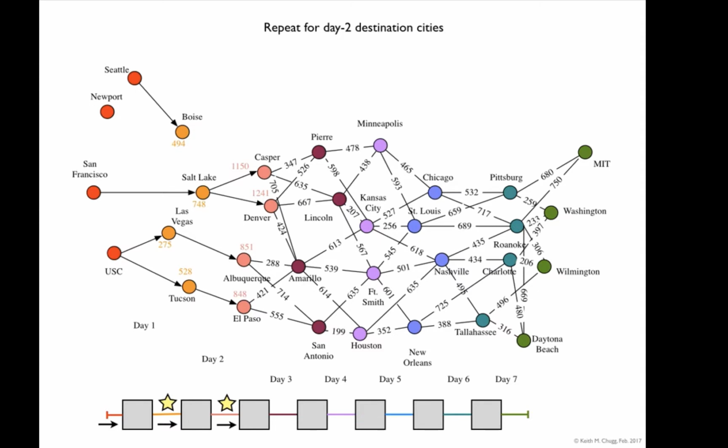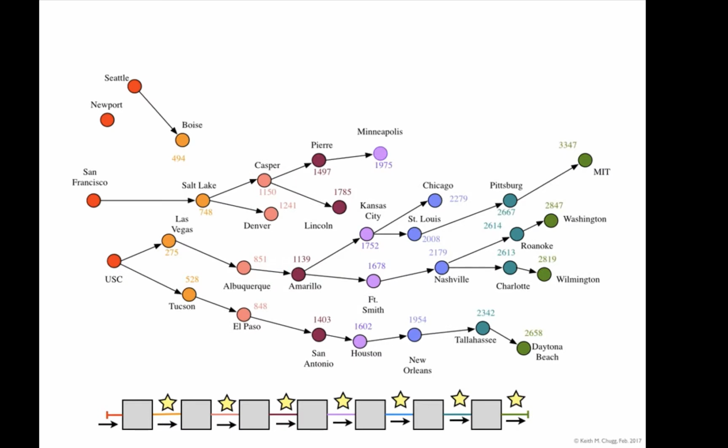So now we will repeat this again for the day 3 destination cities. For example, start in Pierre and compare how you could get there from either Denver or Casper through the add, compare, select, and repeat it at Lincoln, Amarillo, and San Antonio. And then we would move on to Minneapolis, Kansas City, Fort Smith, Houston, etc., all the way across the country. So if you do that, this is the result. And at the end of these 7 days of travel, potentially, or planning these 7 days of travel, you would see that we'd have 4 survivors at the East Coast, 1 at MIT or Boston, 1 in Washington, 1 in Wilmington, 1 in Daytona Beach.